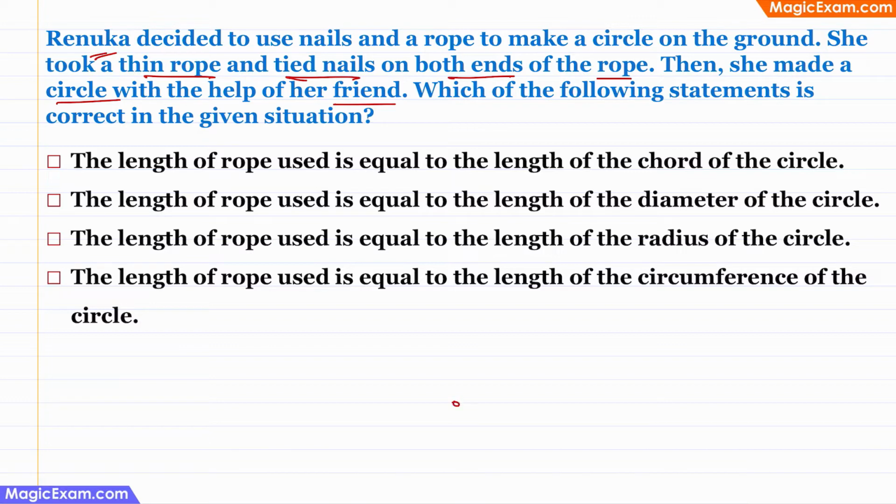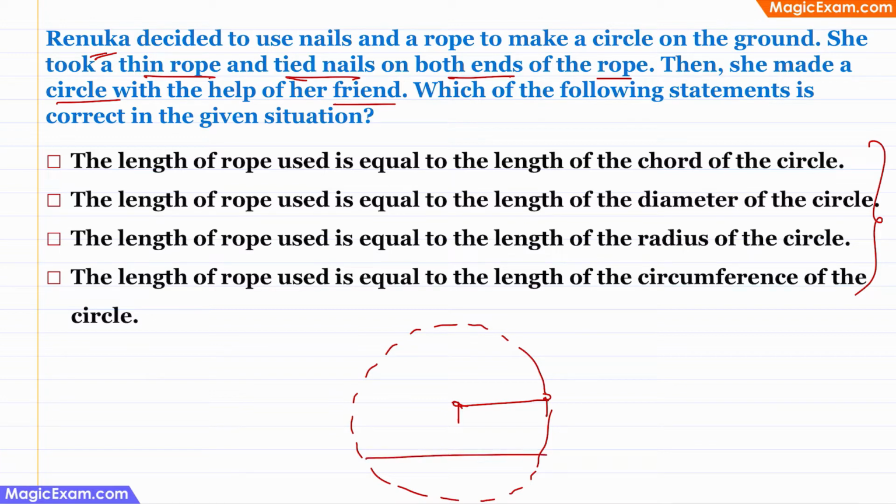Renuka took one nail and she tied a rope, and there was a nail on the other end. So she turned this around on the ground and she made a circle. So now which of these statements is correct? The length of the rope used is equal to the length of the chord of the circle. So what is a chord? Chord is this. No, the length of the rope is less than the chord of the circle.